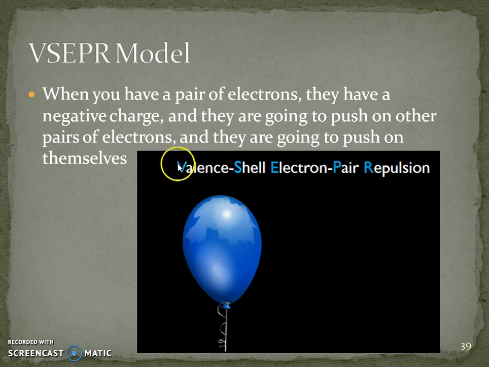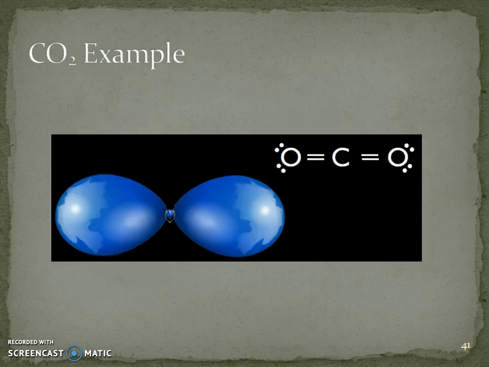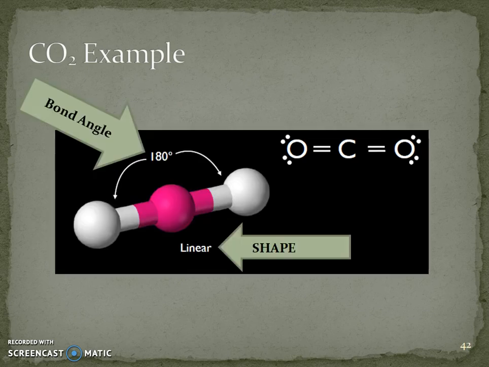So that's why we're always dealing with the valence electrons, and we have to deal with how those electrons repel each other in a molecule. He gave a nice balloon analogy. He also then again talked about carbon dioxide. He gave you bond angles and shapes all the way through, so I hope you were paying attention to that.